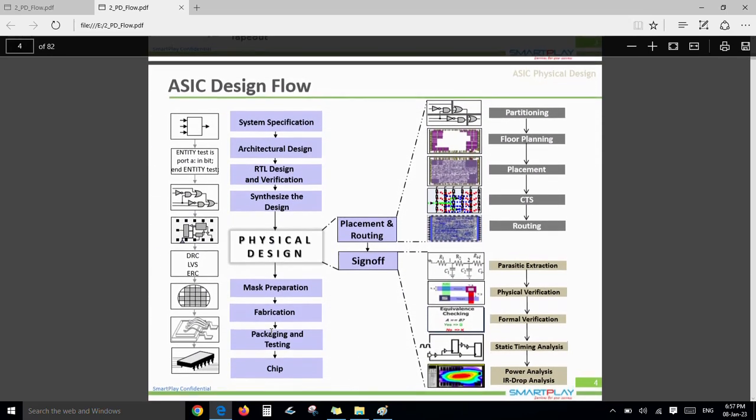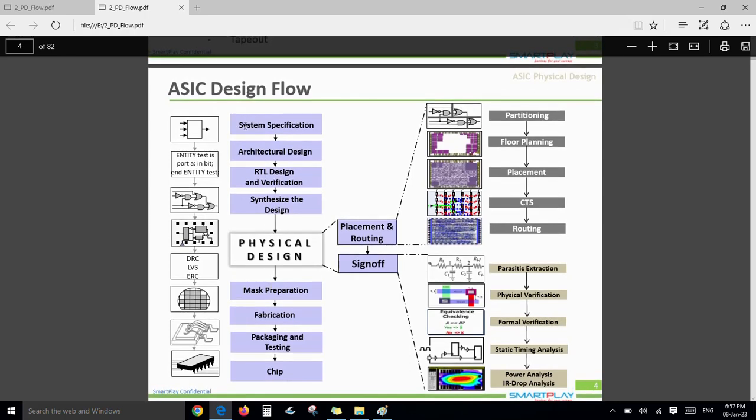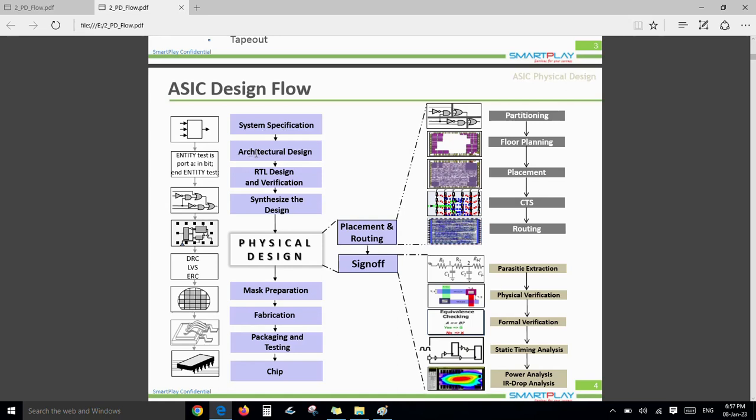So this is the ASIC design flow. Coming to the ASIC design flow, initially we'll have the system specifications and the architecture design. System specifications are given by the customer. According to that, the architecture is designed, and the RTL is nothing but the Verilog file, written in the Verilog language. Verification is what we do next: we write a test bench and test whether our .v file is good or not.